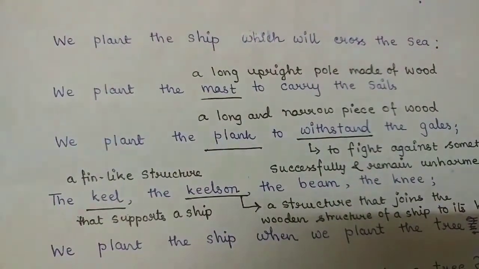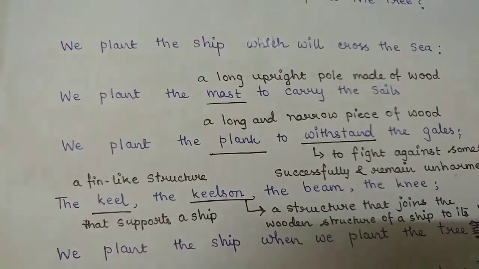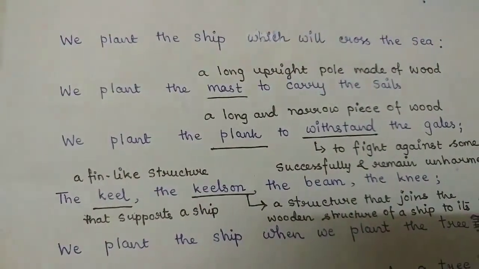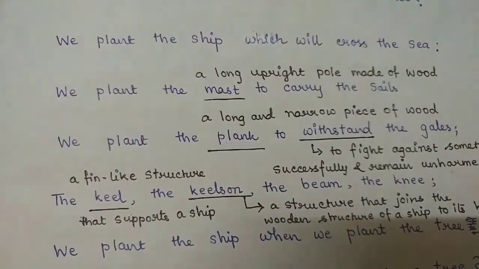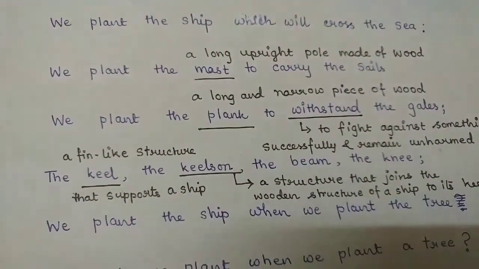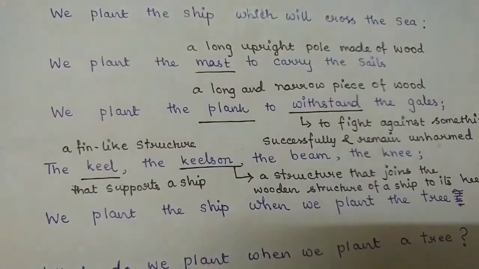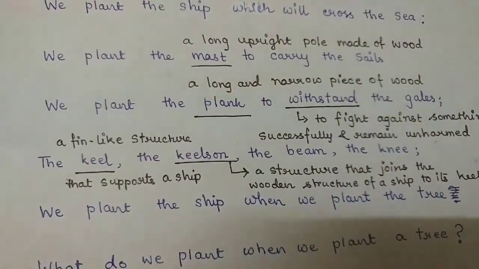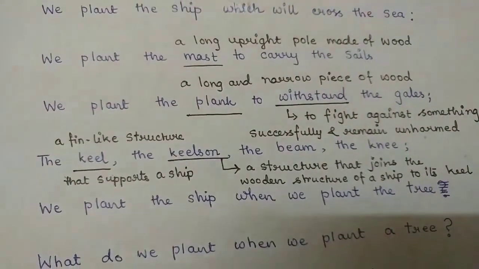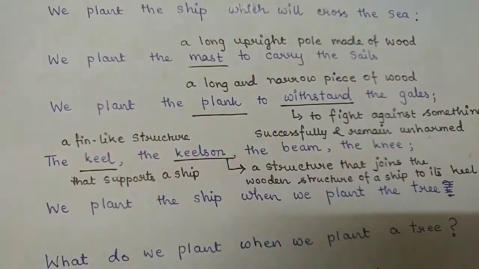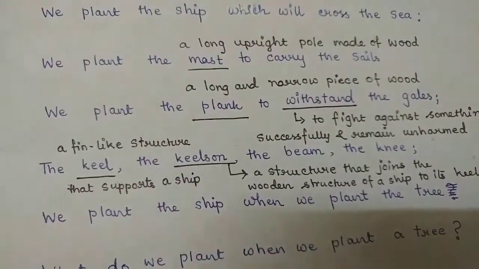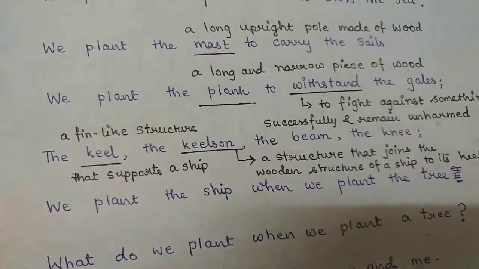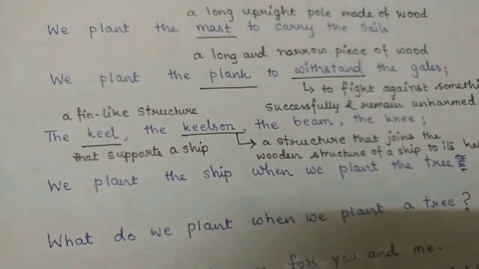Now, what are the parts of the ship that we see? Firstly is the mast. A mast is a long upright pole made of wood which supports or carries the sails. We plant the plank to withstand the gales. Now, what is a plank? A long and narrow piece of wood. And withstand means to fight against something successfully and remain unharmed. So, being able to persevere and withstand the gales. Gales are strong winds, kind of storms you can tell.